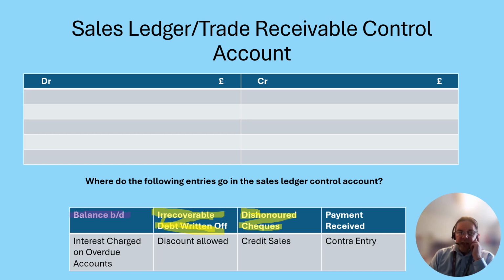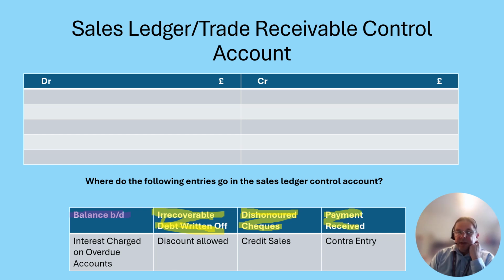Now, dishonored check is a fancy phrase for a bounced check, so a check that a customer has given us that has not cleared the bank account. This has to go on the debit side of sales ledger control, because what we've got to be thinking here is that we did have the payment, so it did reduce the amount we're owed, and now the payment hasn't gone through, so we're owed that money again. So we have to put it on the debit side of sales ledger control to identify the fact that we're still owed that particular amount of money.